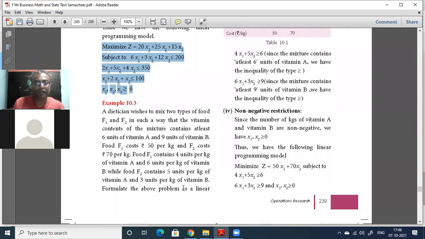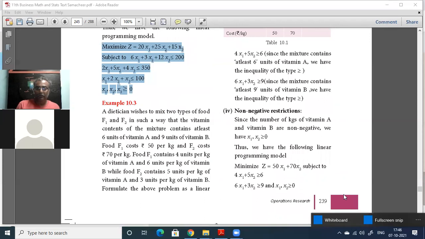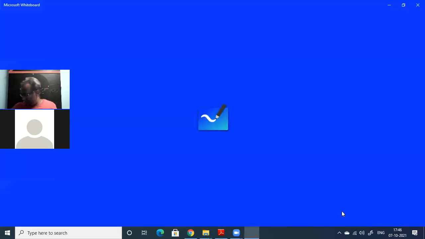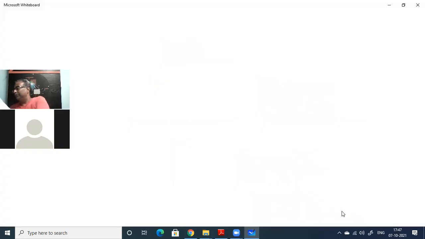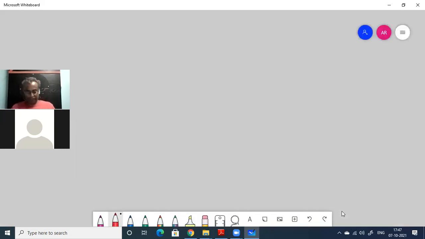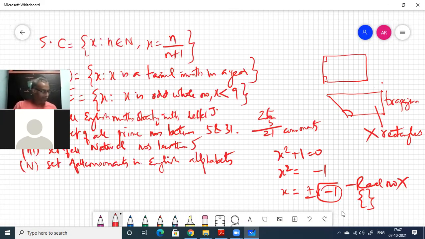It's slightly more complicated. Okay, not very complicated, slightly more complicated. Now, a dietitian wants to mix 2 types of food. This fellow is having 2 types of food. Let us think. Let's take the whiteboard and do that, so that we can come out of the textbook and we can enjoy. So he's having 2 types of food.